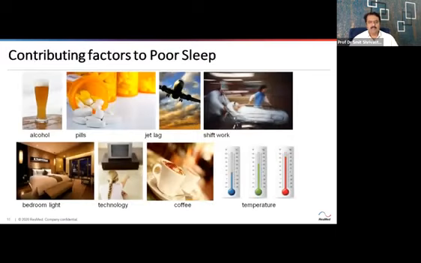The different contributors to poor sleep we have already discussed and understood: alcohol, though it can make you fall asleep early, does not give you a good sleep. The same goes for shift work, heavy bedroom lights, screen time, white screens, coffee, and the temperature.